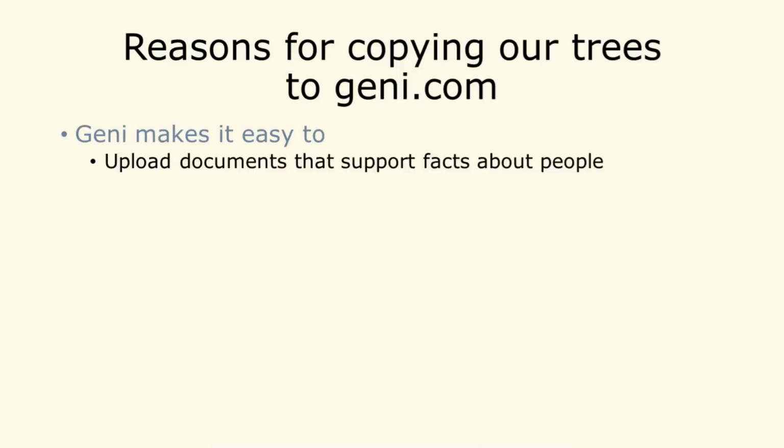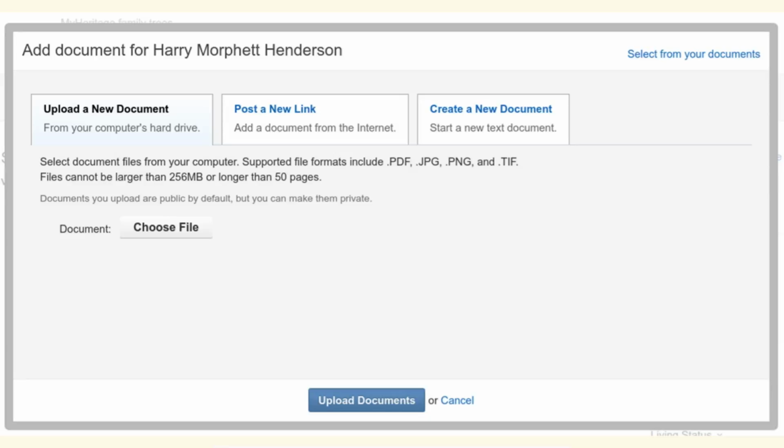Geni makes it easy to upload documents that support facts about people. Here's the dialog that you see when you want to upload a new document to support some facts. At the left you can see upload a document from your computer's hard drive, and you click choose file and you select the file and upload it. Or in the middle at the top you can see post a new link. That's in case you want to refer to information that's up on the internet already, such as somewhere at Billion Graves or Find a Grave or something like that.